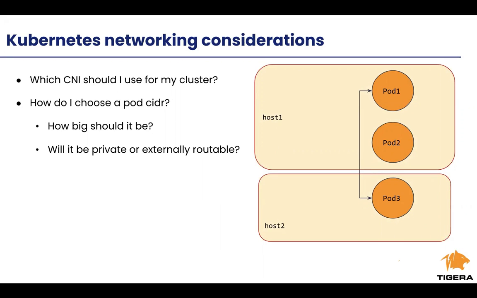There are some considerations that you need to take into account as far as the networking. The first one is which CNI should I use for my cluster? I mean, the obvious answer is Calico, of course, but there are other choices. And so I wanted to describe a little bit about what makes Calico special and why you would choose to use Calico over any of the other options.